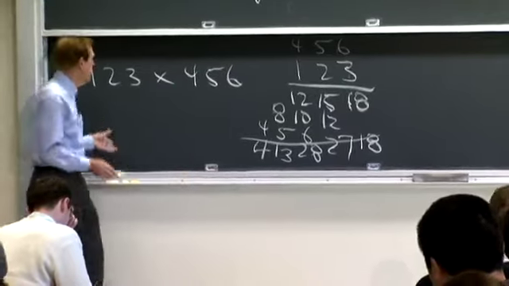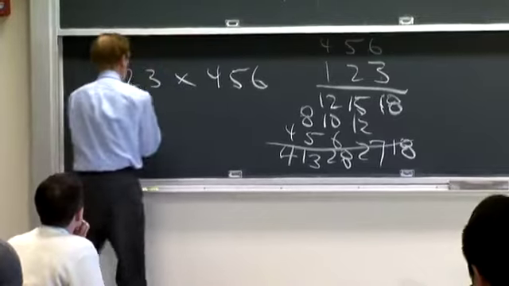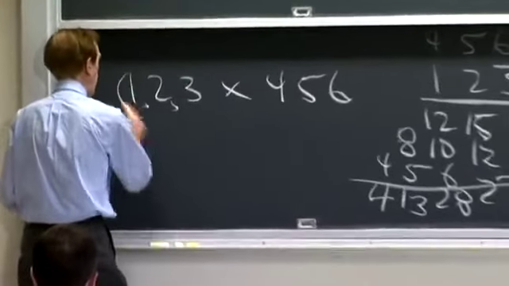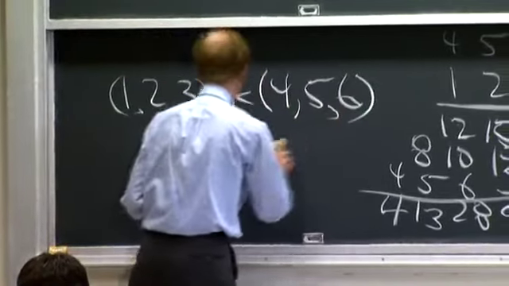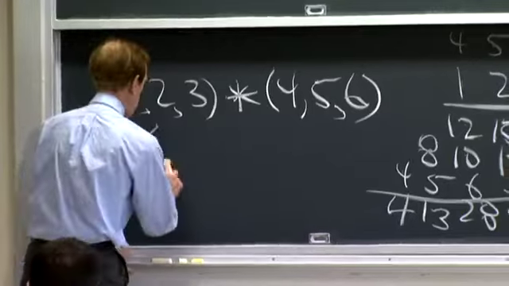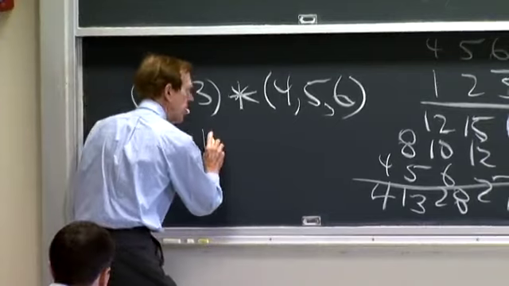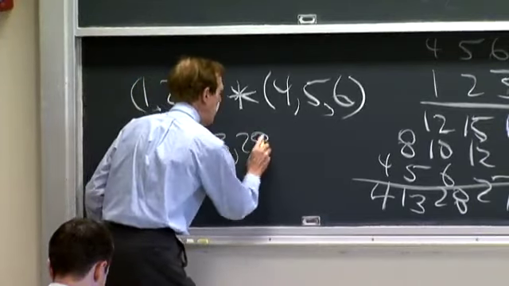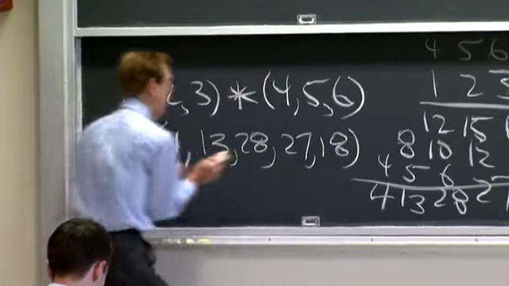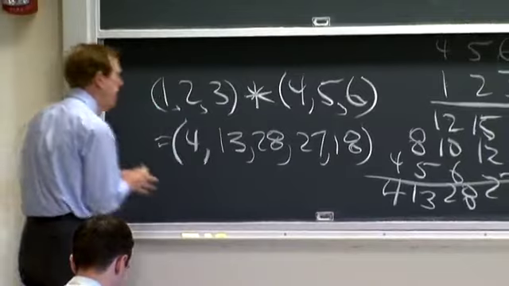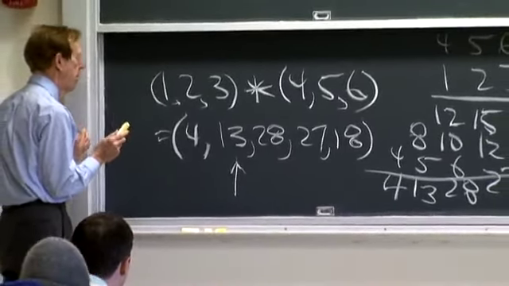So I guess I'm saying that, all right, here's what I really want to say. I want to say that the convolution of those with these, 4, 5, 6, is this sequence here: 4, 13, 28, 27, and 18. If you just look at that, where did that 13 come from? Let's just remember, where did that 13 come from?